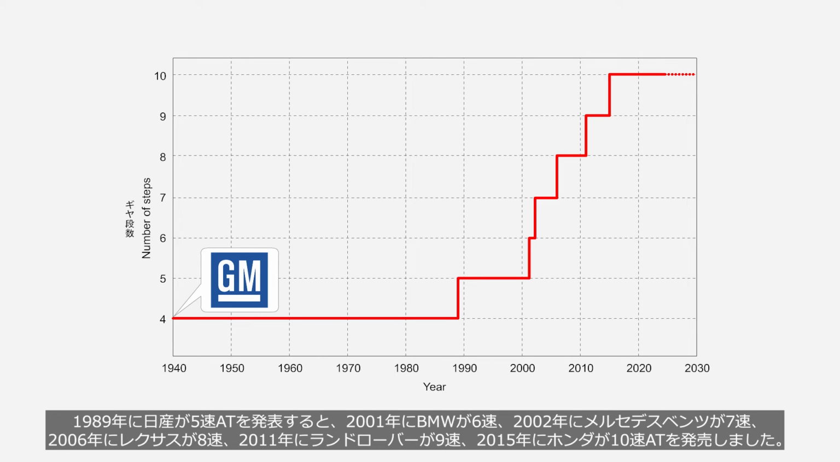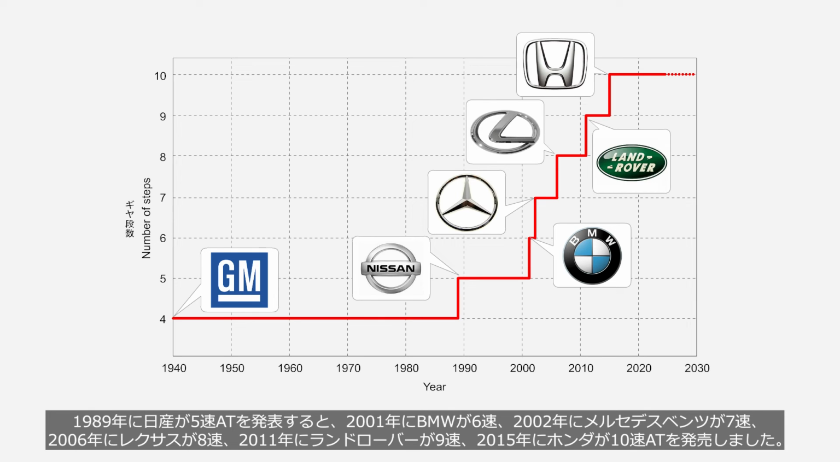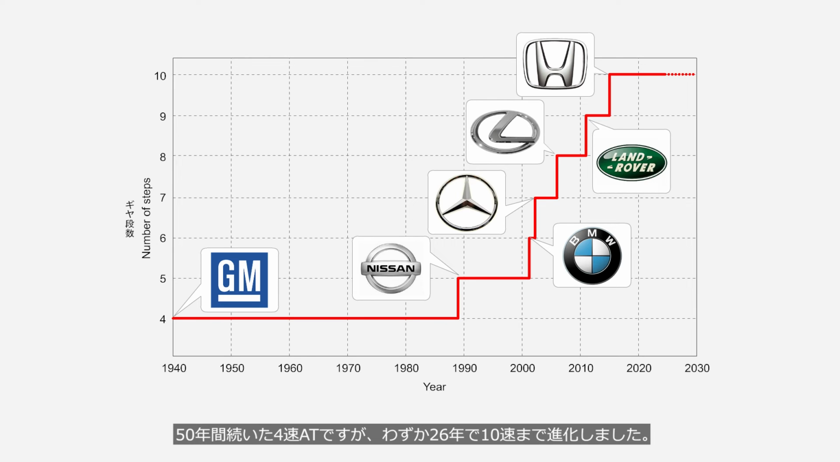In 1989, Nissan introduced a 5-speed automatic transmission, followed by BMW's 6-speed in 2001, Mercedes-Benz's 7-speed in 2002, Lexus's 8-speed in 2006, Land Rover's 9-speed in 2011, and Honda's 10-speed automatic transmission in 2015. Although the 4-speed automatic transmission had lasted for 50 years, it evolved to a 10-speed in just 26 years.